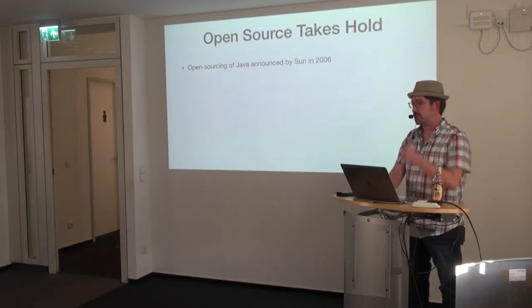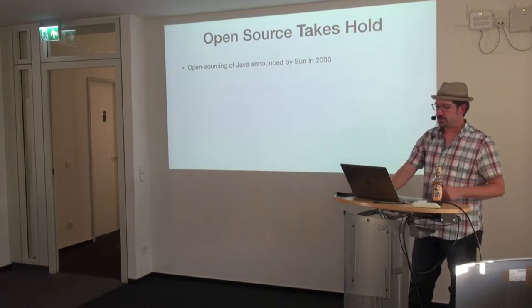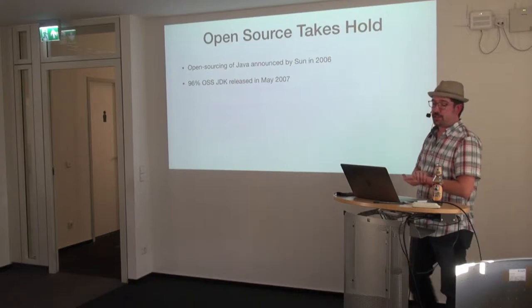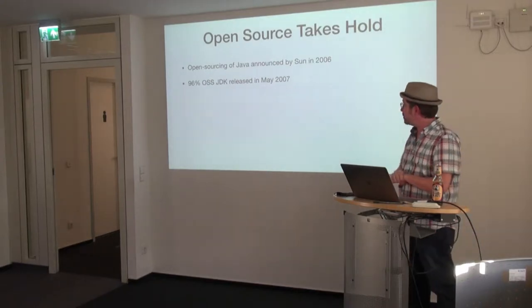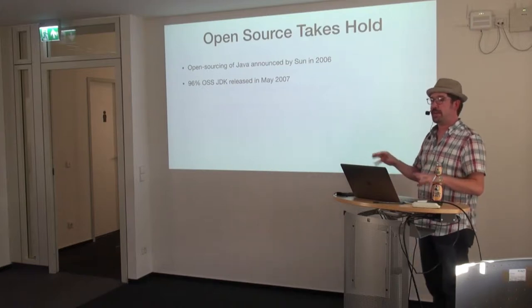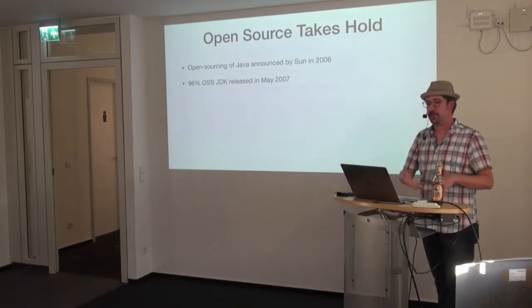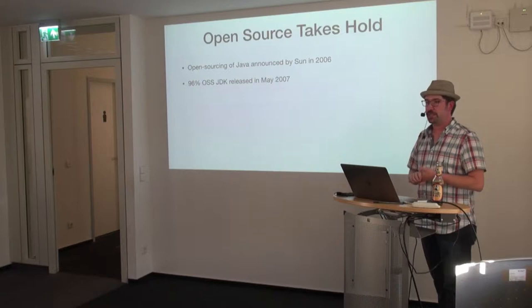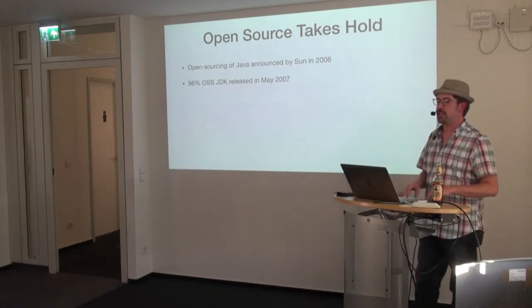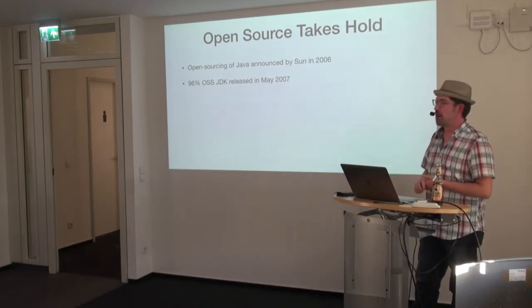I was big into open source. Sun was big into open source. We were going to make it happen. In May of 2007, they released an open source version of the JDK that was about 96% pure. There were still some closed source binaries that you needed to download and plug into it, bits and pieces they couldn't release, like font management, some of the UI and graphics stuff, a few other little pieces that they depended on closed source proprietary code for.